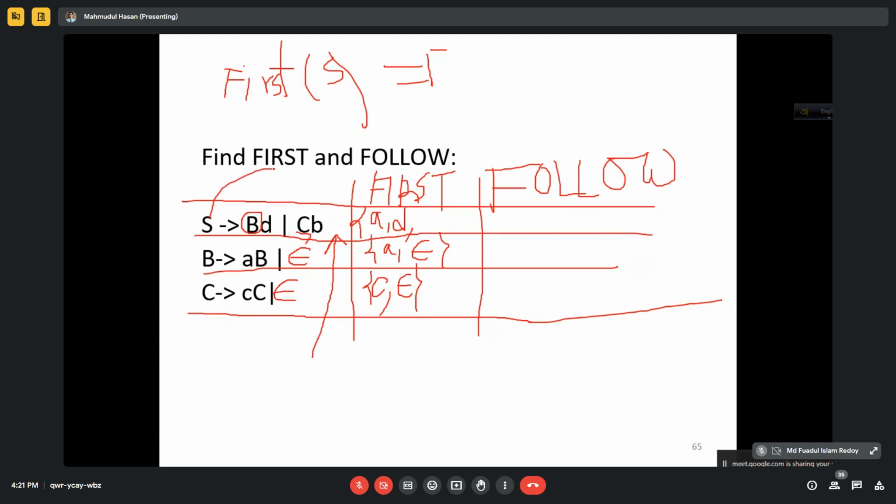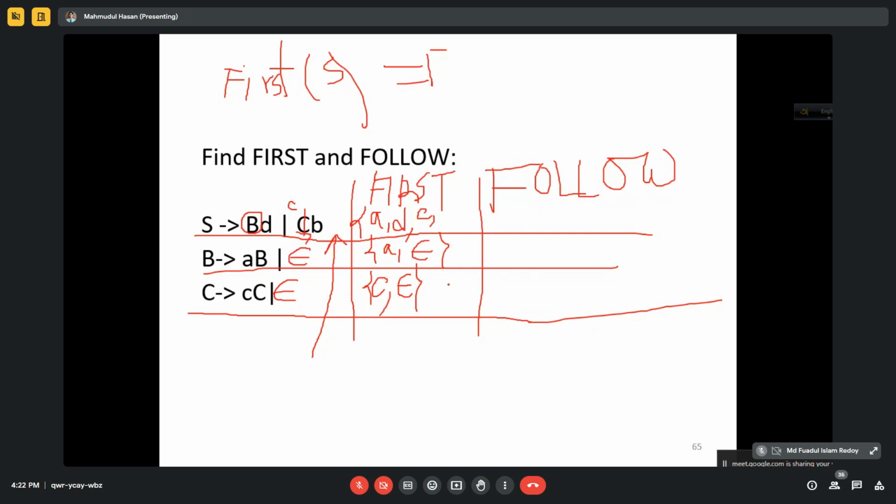So there is another option, that is B to C. This capital C is again a non-terminal, so you need to replace this capital C with the first of non-terminal C, that is lowercase c and epsilon. Replace this one with lowercase c, that is cB. c is the terminal, so c will be the first value, no problem.